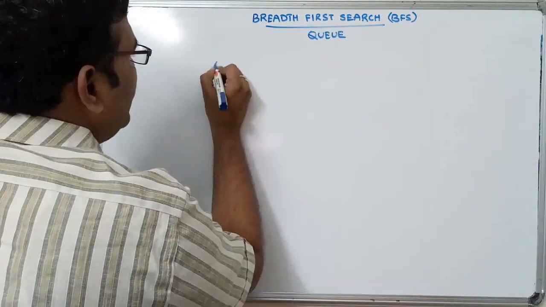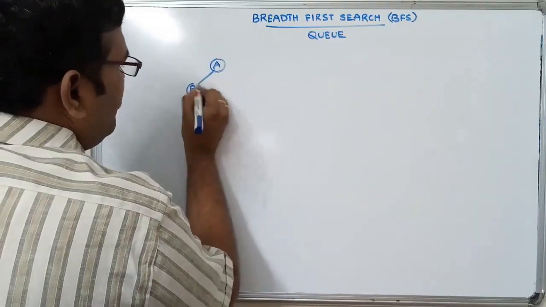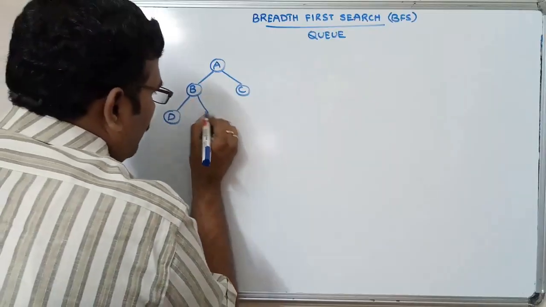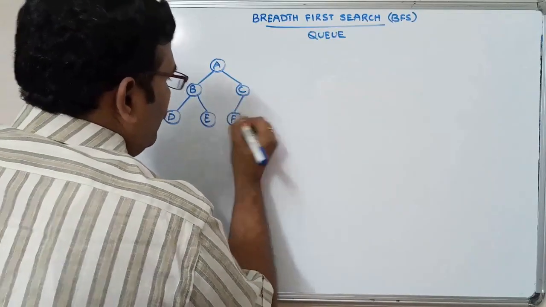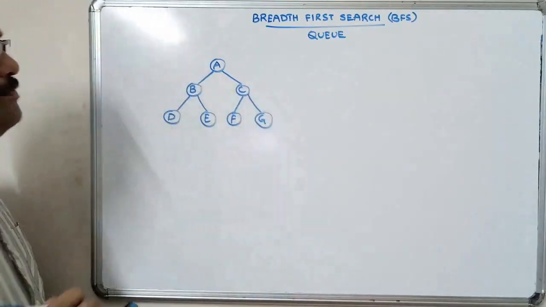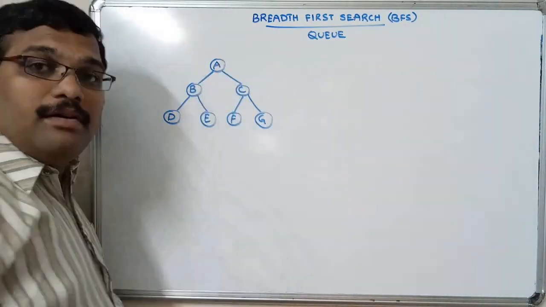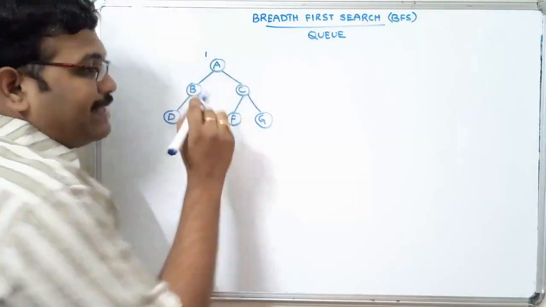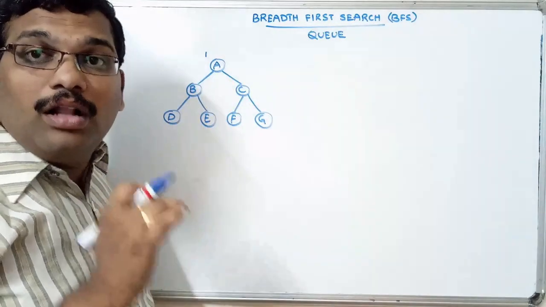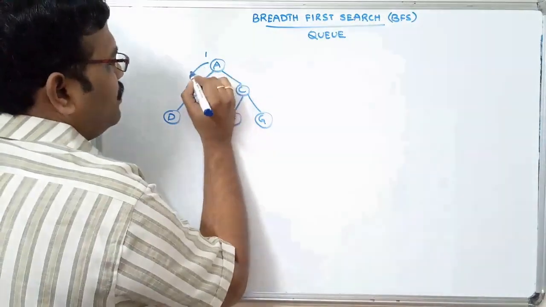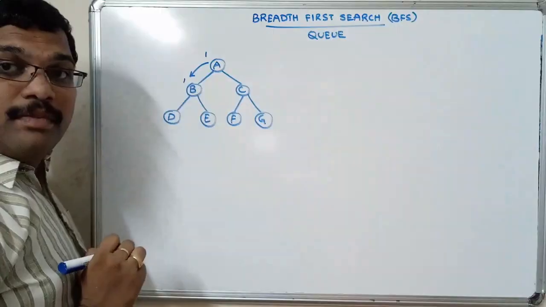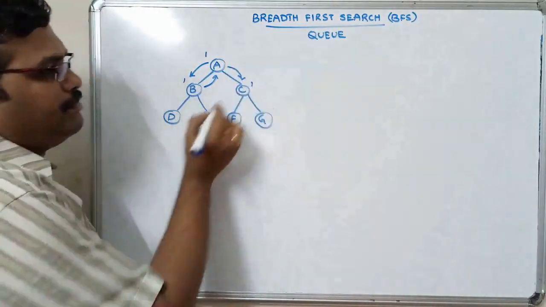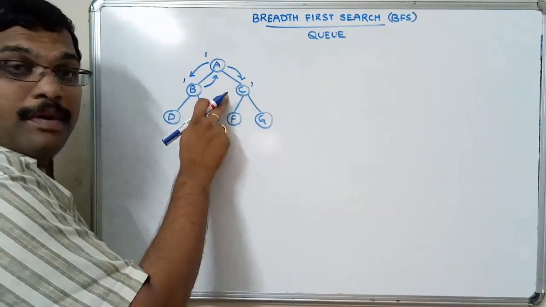The same thing, we'll take A, B, the same example I am taking, D, E, F, G. Right. So first travel from A, so mark it as 1. Then visit the adjacent nodes, all the adjacent nodes. So first 1, and there is one more adjacent node, 1, right?